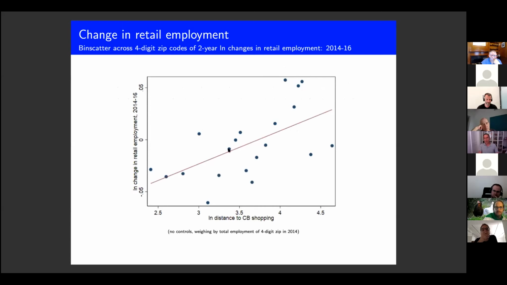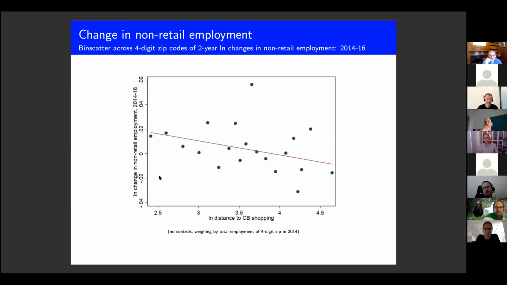And here's a bin scatter plot. This is the first 2 years. I'm going to show you then also the first year. This is annual data. So this is the change in retail employment by zip code on the distance to the border for CV shopping. And we see that employment in retail falls by more in regions that are closer to the border, which is consistent with the idea that these are the regions that are more exposed to these shocks through CV shopping. If you do this for non-retail, you get, if anything, the opposite effect. So this is something that affected retail.